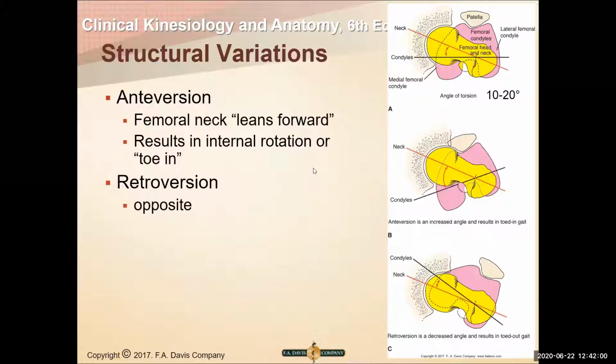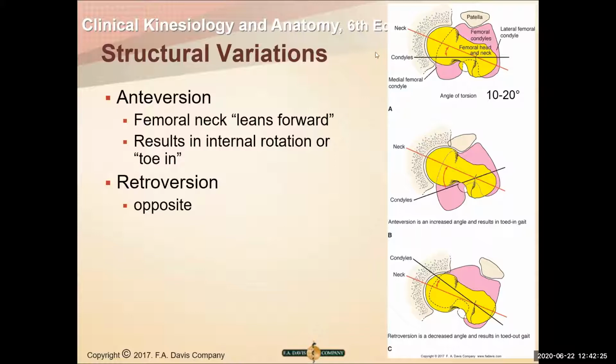Structural variations. Now we're going to start talking about the actual structure of the hip and how it can change. So we have two different types. We have anteversion and retroversion of the hip, okay? And this is talking about the way that the femur actually looks in the socket and the angle that it forms from the neck into kind of the condyles, right?